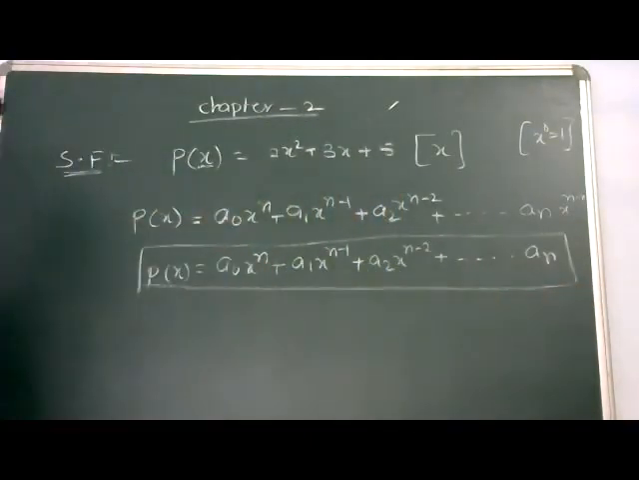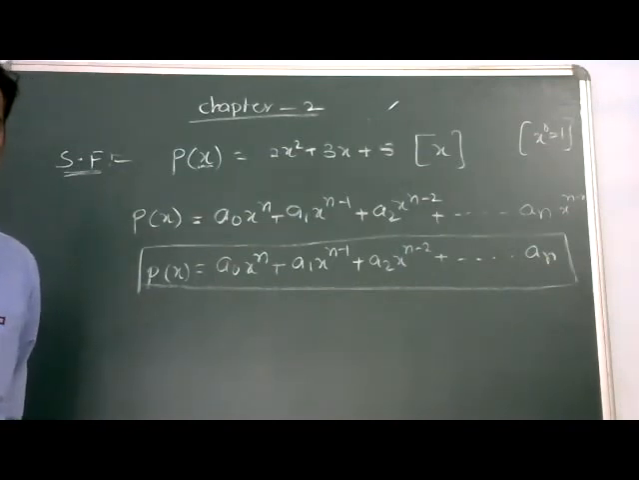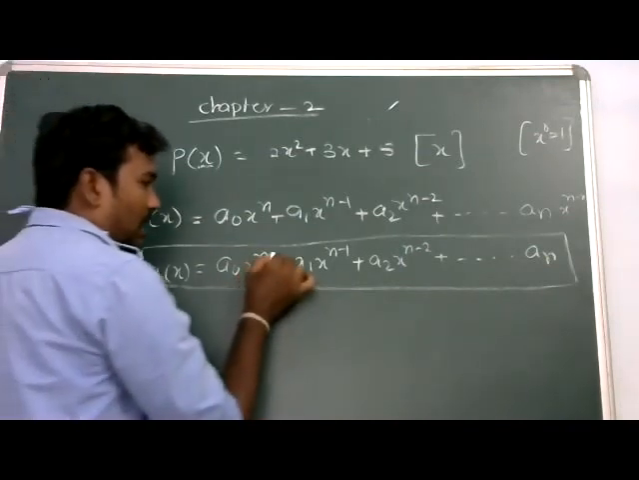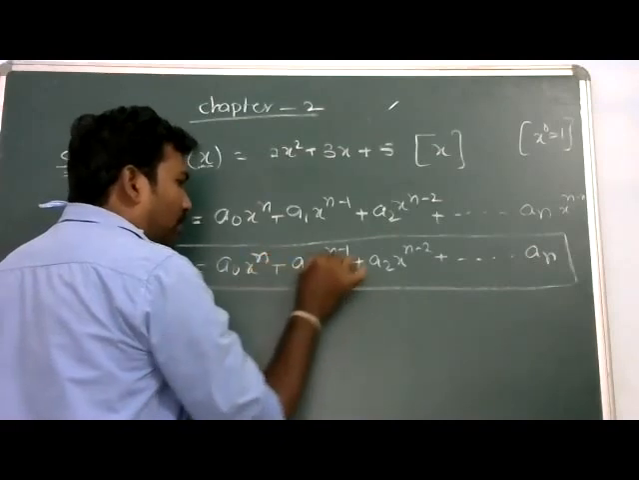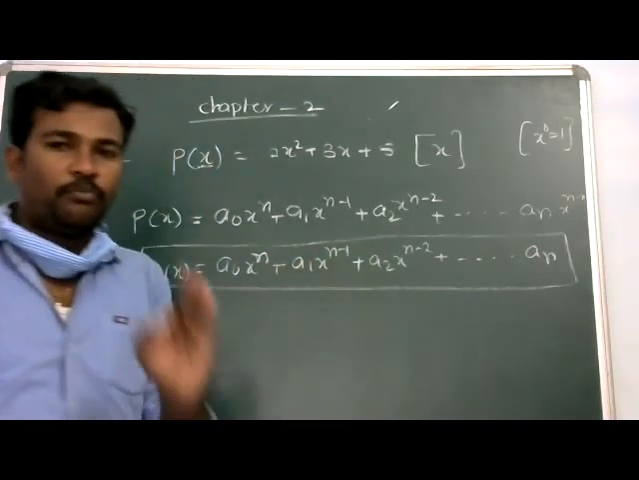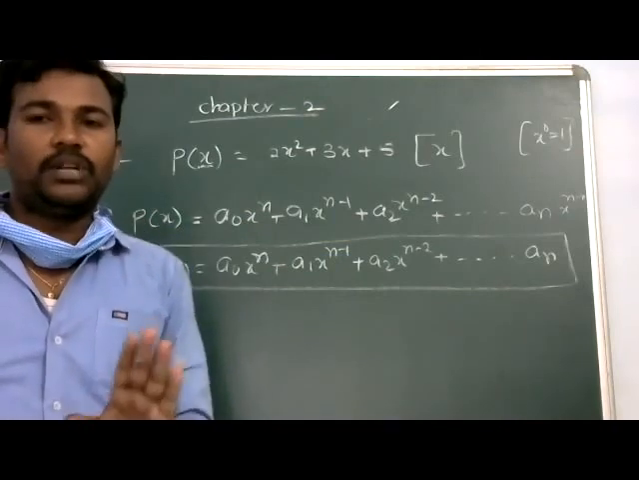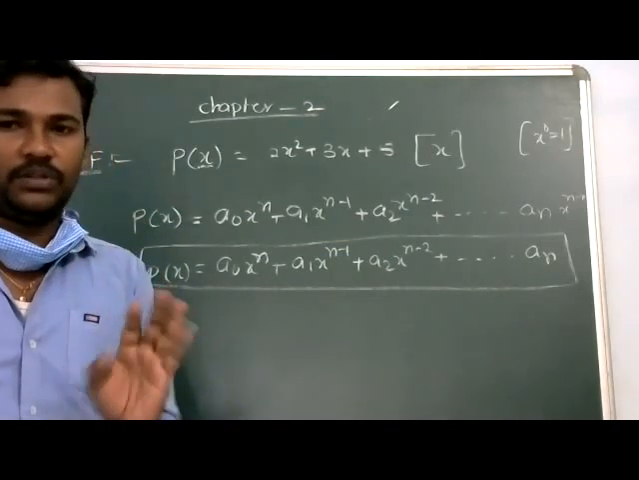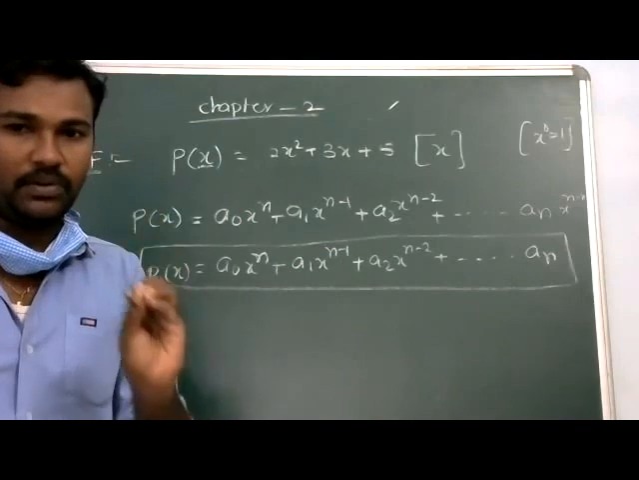So this is the standard form of the polynomial. Here you can see the degree of the variable. In these polynomials you must concentrate on the variable only. Don't go for constant values. You concentrate on only the variable.